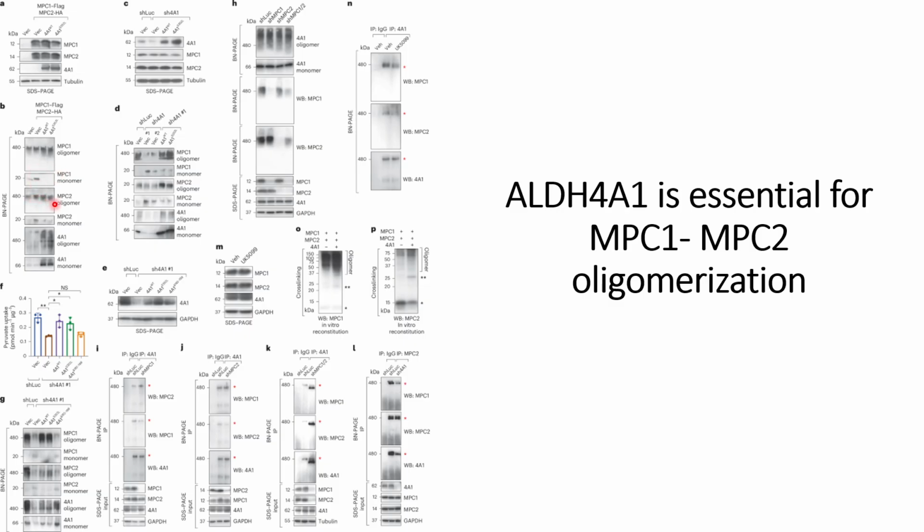They saw similar results for the MPC2 oligomer also, indicating that ALDH4A1 might be helping in MPC1 and MPC2 oligomer formation. And we can see that oligomer formation of MPC1 and ALDH4A1 is also increased when the wild type ALDH4A1 or the mutated ALDH4A1 is introduced, compared to the control where the control vector is used.